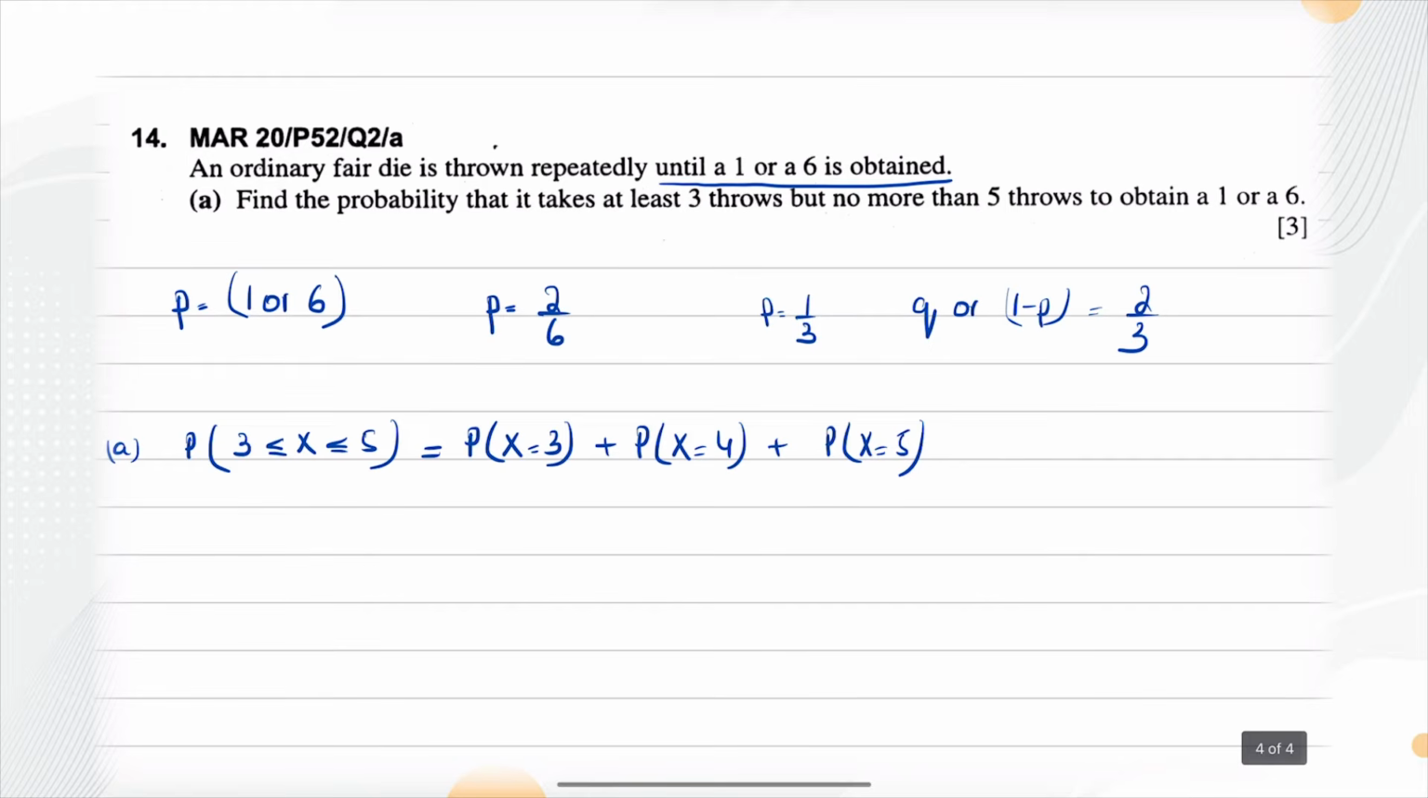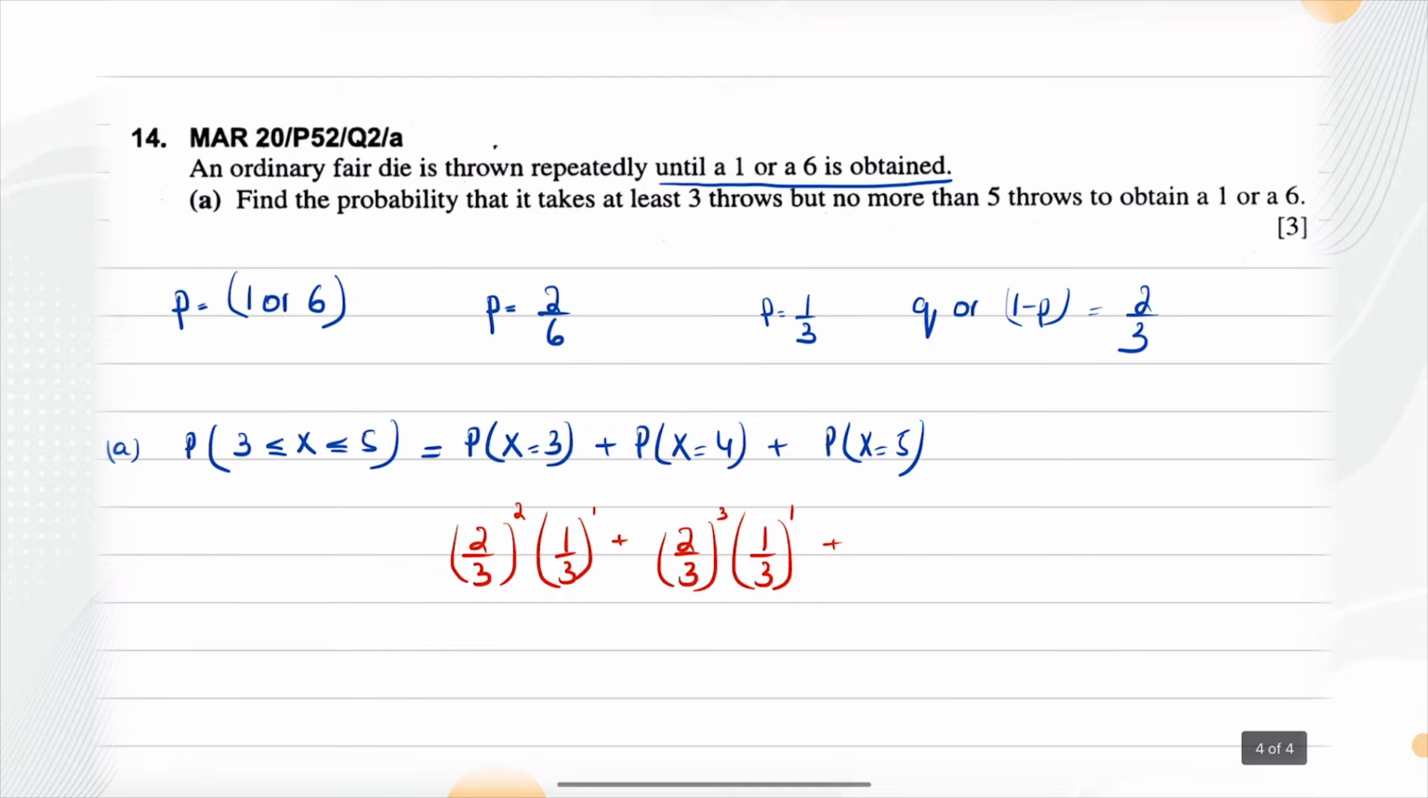Okay. So probability of x being equal to 3 basically means that we get a 1 or 6 in the third attempt. Okay. And if we are succeeding in the third attempt, what does that tell you about the first two attempts? That means the first two attempts must have been a failure. And then finally in the third attempt, we would have succeeded. And if you're getting a 1 or 6 in the fourth attempt, that means the first 3 attempts must have been a failure, and then finally the fourth attempt must have been a success.